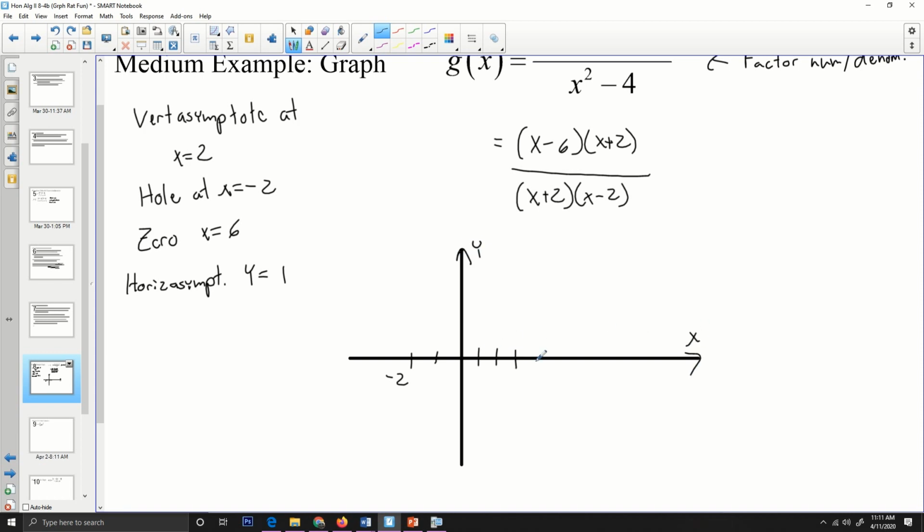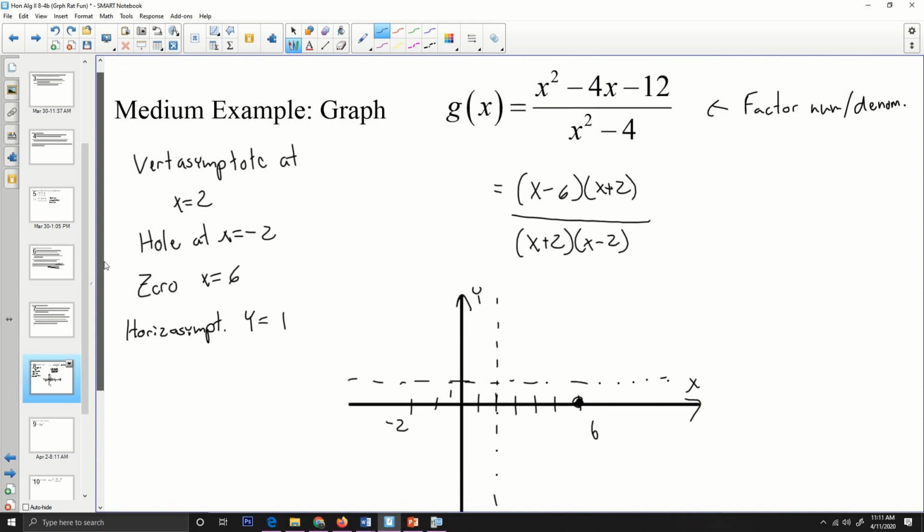1, 2, 3, 4, 5, 6. I want to put a 6 there because I know I've got a y-intercept there. I've got a vertical asymptote at x equals 2, like that, and a horizontal asymptote at y equals 1. And so let's take a look here.